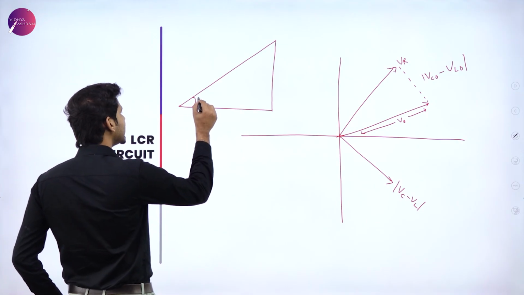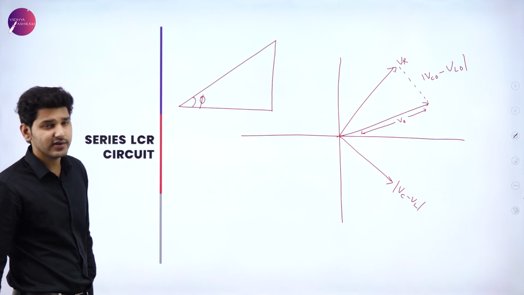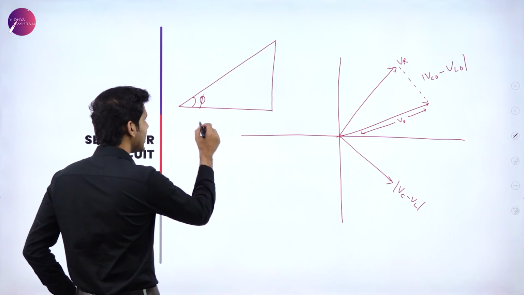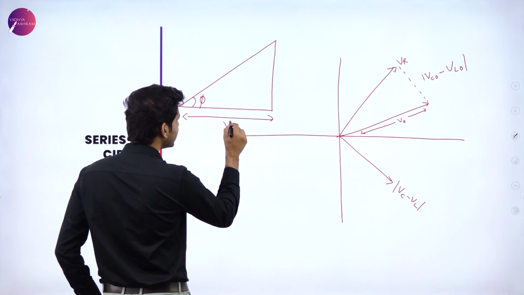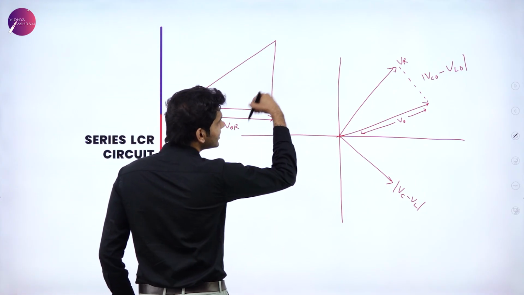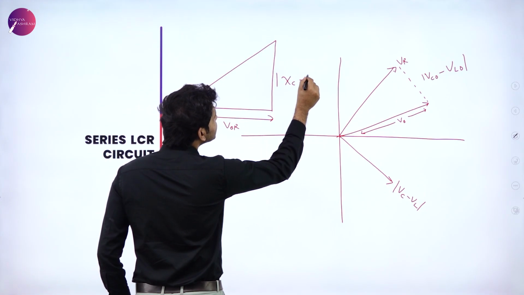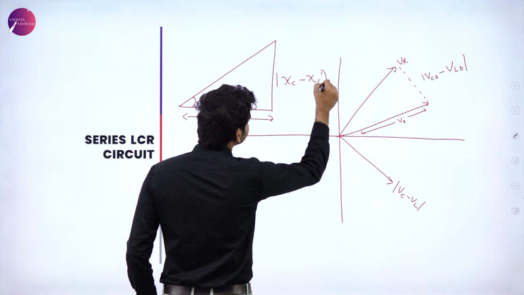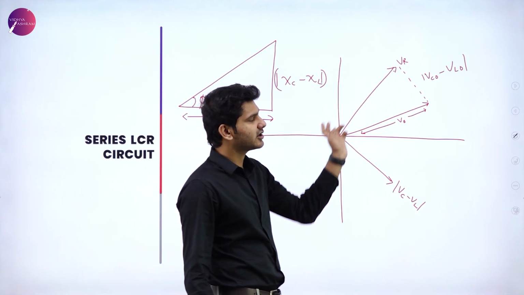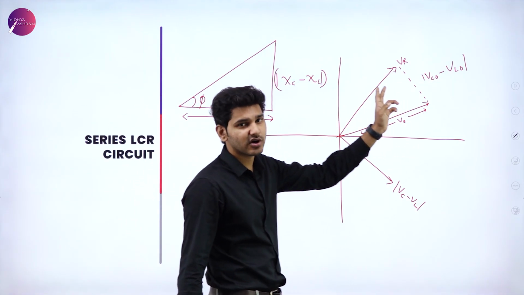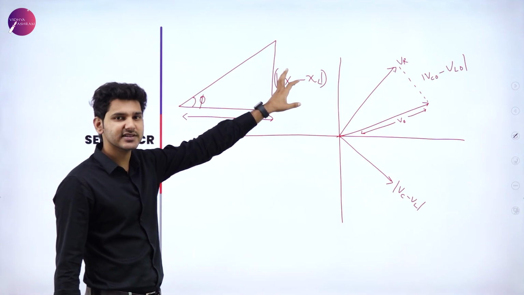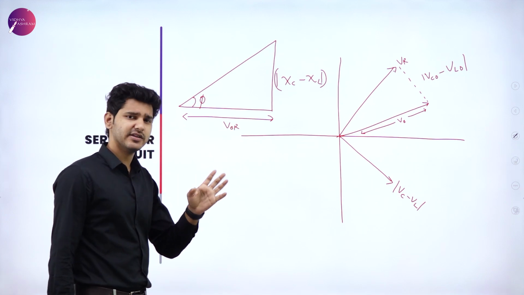Let's say the angle here is phi, and we are going to find this hypotenuse, that is impedance. This particular length is nothing but V0R, and this is nothing but XC minus XL. So here it is this particular voltage, and here it is the difference of these quantities. I have just written it down in terms of resistance. You can also use R, it is completely fine, no problem.